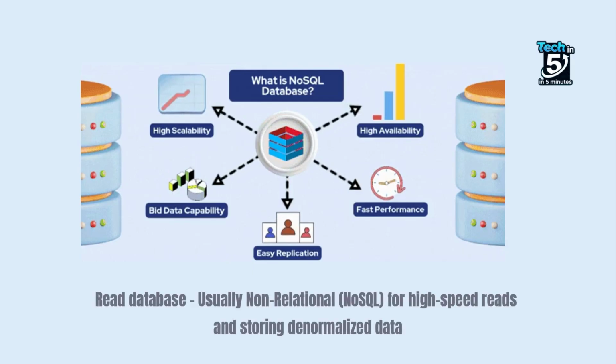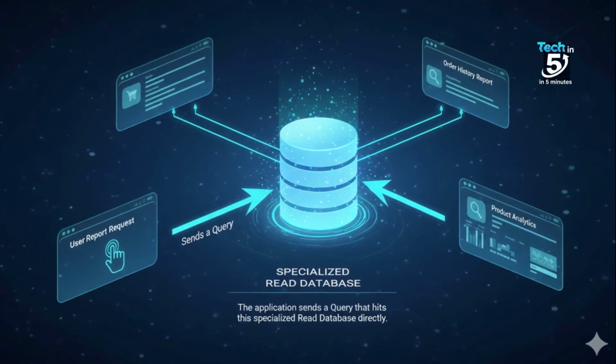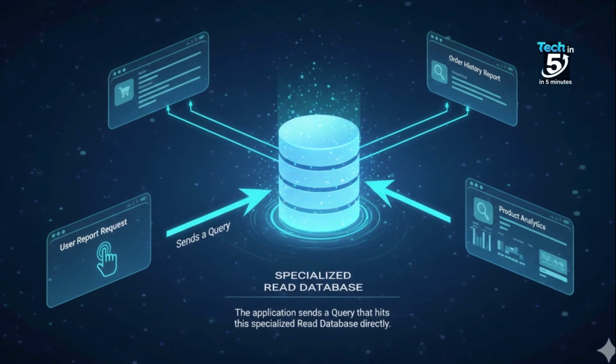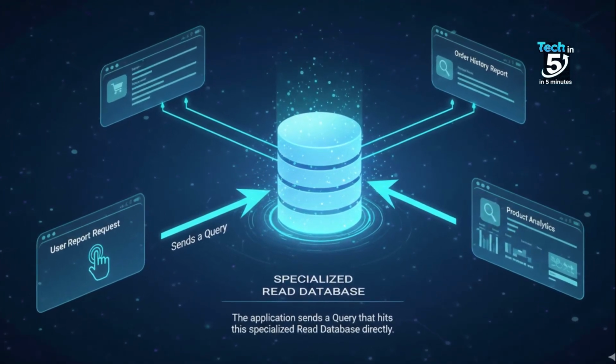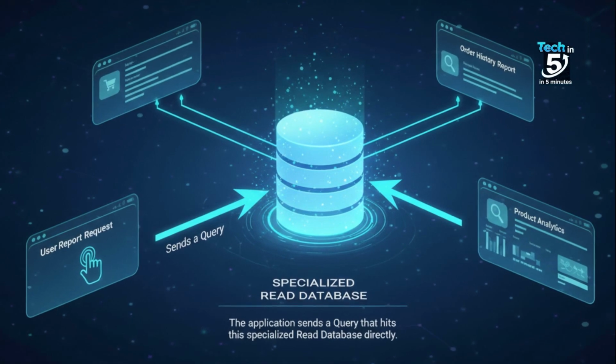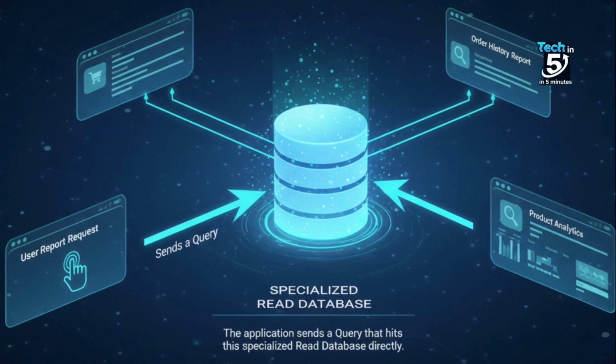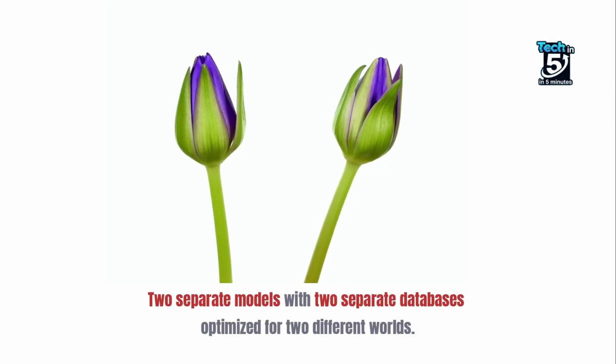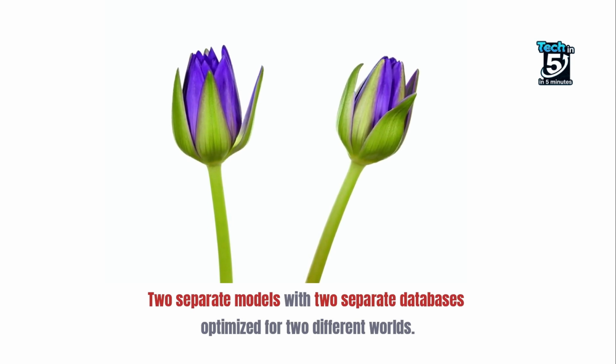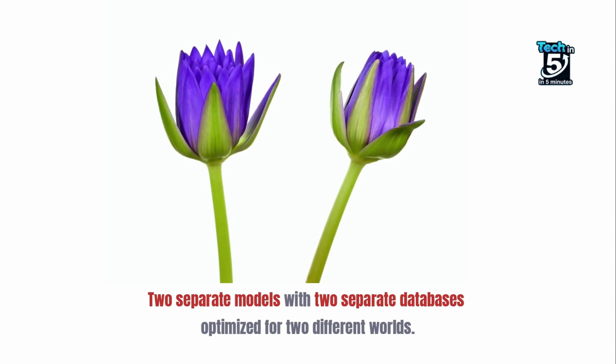The read database is often a non-relational, NoSQL database, like MongoDB or Elasticsearch. This is best fit for high-speed reads and storing those denormalized documents. When a user requests a report, the application sends a query that hits this specialized read database directly. Because the read model is already pre-built, the query is incredibly fast. That's the power. Two separate models with two separate databases optimized for two different worlds.